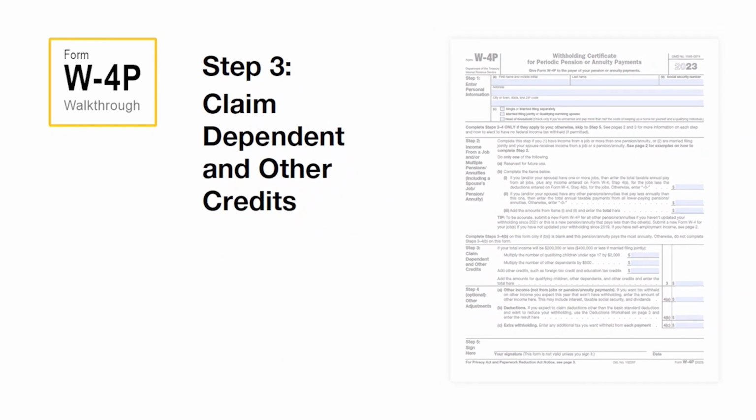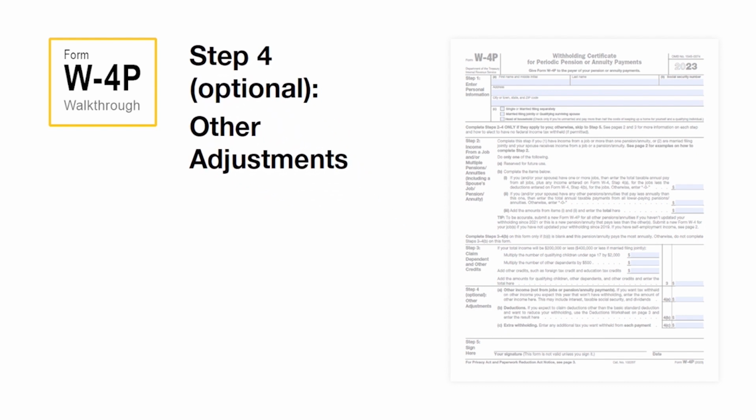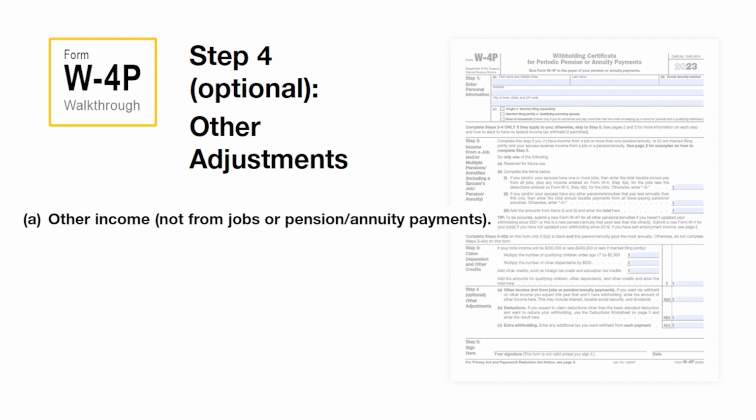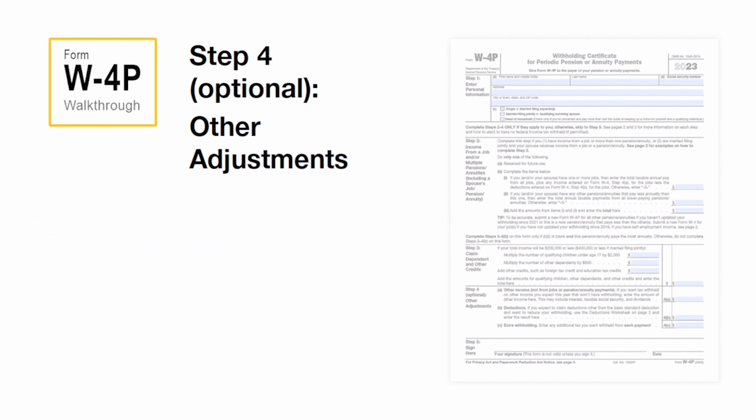Step 3. Claim dependents. You may claim credits for qualifying children and other dependents. In addition, you may be able to include other credits. Step 4. Refine your withholdings. If you wish to withhold tax on other future income that won't have tax withheld, you may report that income on line 4A. Common examples of this type of income include interest, taxable Social Security, and dividends.